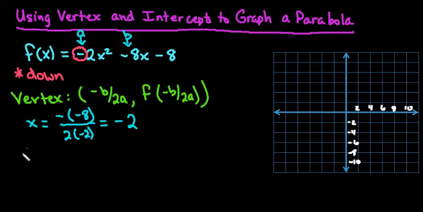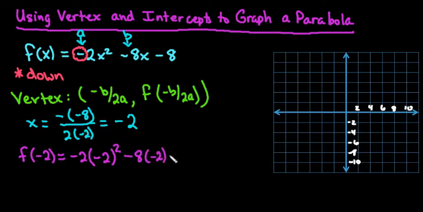To find the y coordinate, we would just do f of negative 2. So when we plug that in, we would have negative 2. Make sure that when you plug this in that you do put it in parentheses squared, minus 8 times negative 2 minus 8. So if we simplify this, this would give us positive 4. Positive 4 times negative 2 would give me negative 8. So make sure that you don't distribute this negative in here.